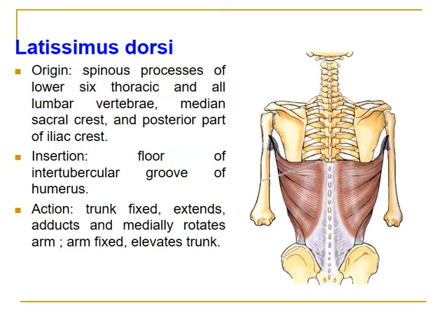I hope you understand it, and there are no questions or any queries with this. So in terms of the action of the latissimus dorsi, it tends to fix the trunk in its position. It extends the trunk, abducts and medially rotates arm, and it tends to elevate the trunk. So different movements of the trunk are regulated by this muscle, by the contraction and relaxation of this latissimus dorsi muscle.